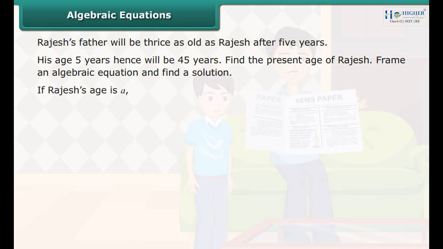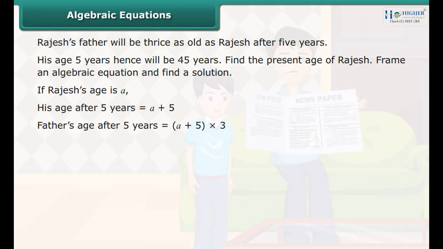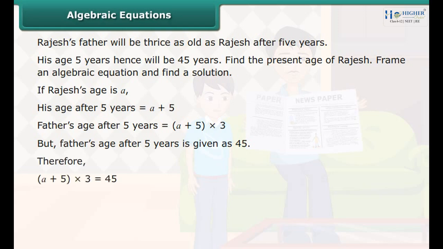If Rajesh's age is A, his age after 5 years is equal to A plus 5. Father's age after 5 years is equal to (A plus 5) into 3. But father's age after 5 years is given as 45. Therefore, (A plus 5) into 3 is equal to 45.